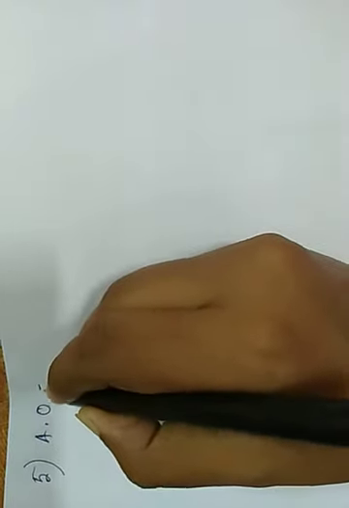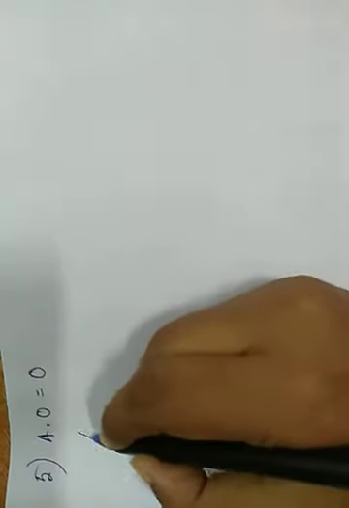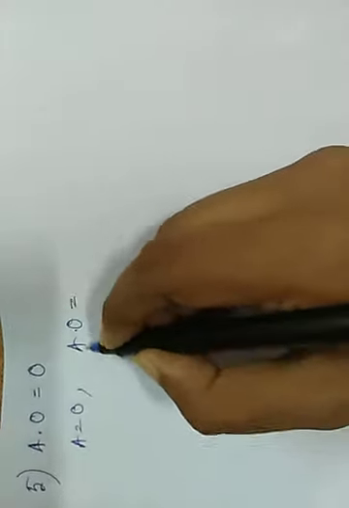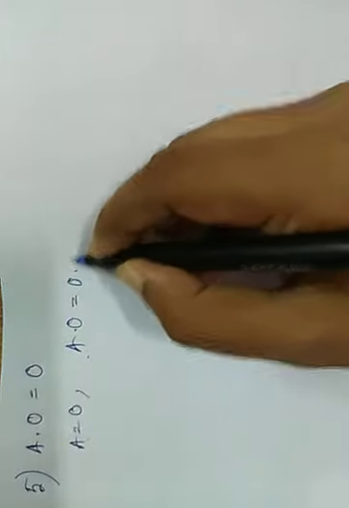Now let us see our fifth identity. Fifth identity is a dot 0 equals 0. Let us see. Whenever a is 0, a dot 0 means, by putting the value of a, 0 dot 0 equals 0.